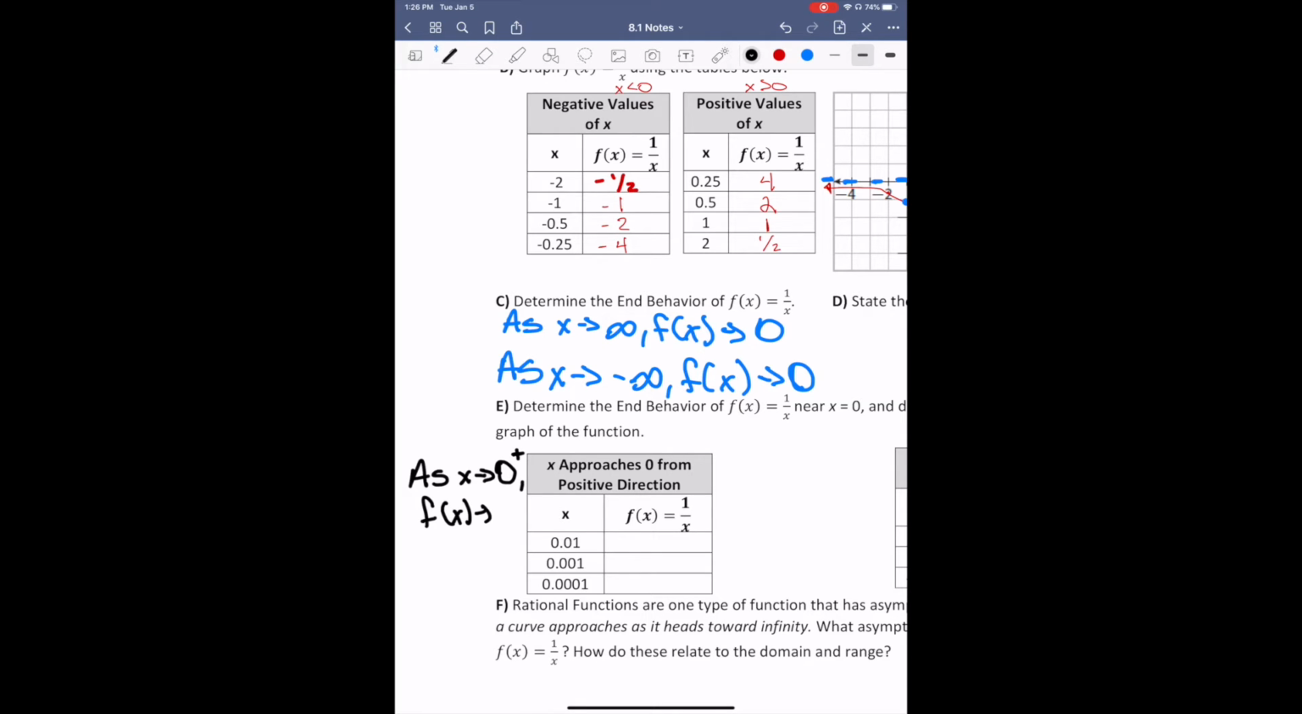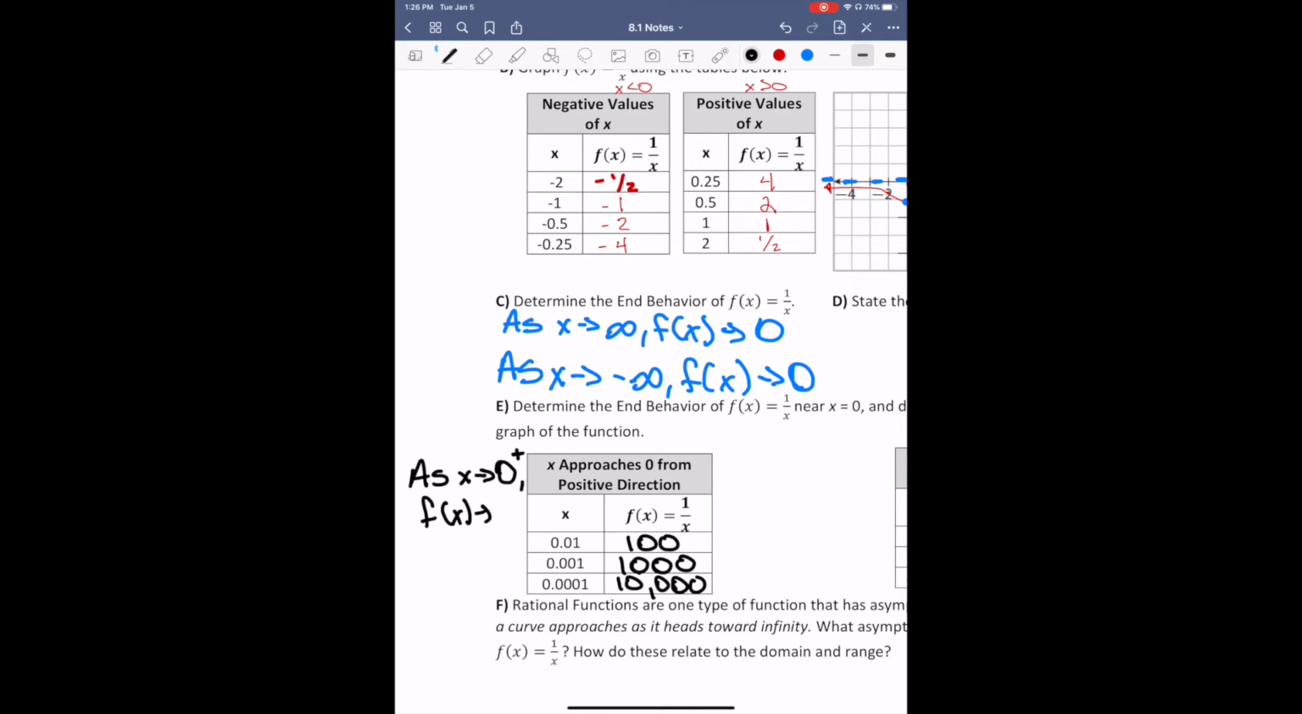And we can do this using a table of values. So if you take your calculator and you substitute 0.01 in for x, 1 divided by 0.01 gives us a value of 100. 1 divided by 0.001 gives us a value of 1,000. And 1 divided by 0.0001 gives us a value of 10,000.